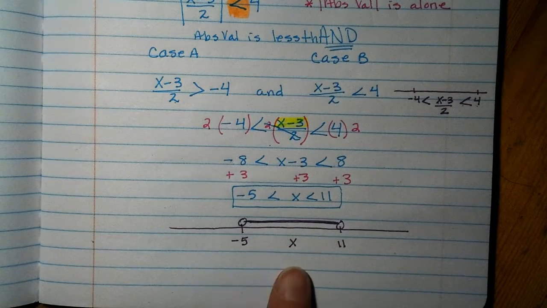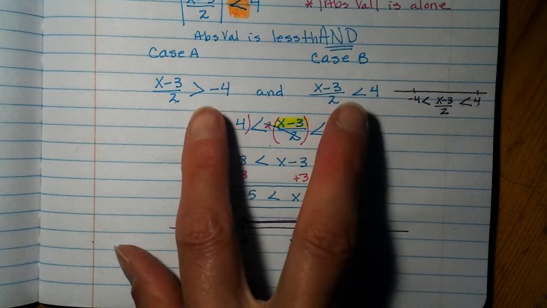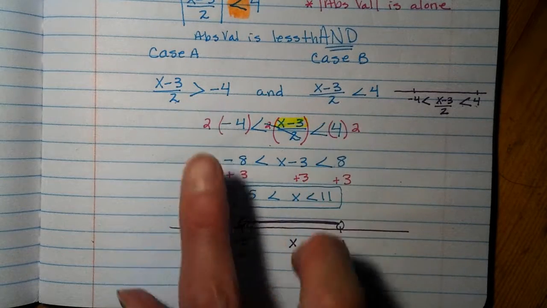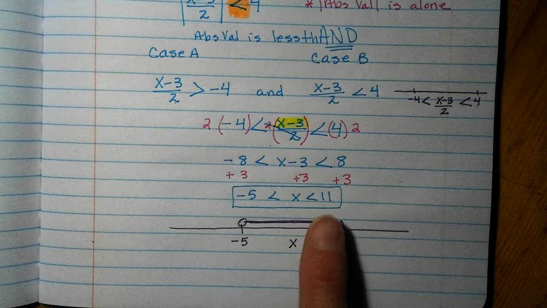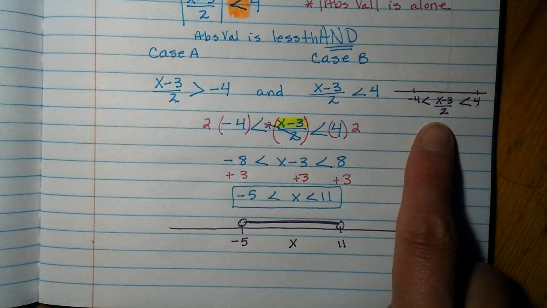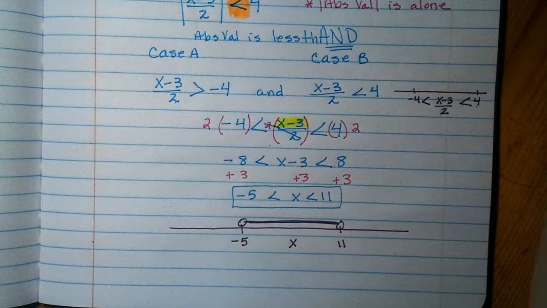So you could have come to the same conclusion if you kept these two and worked them separately, but when you came to the graphing, you would have had to think about it a little bit harder. And that's why I went ahead and made it into a compound inequality.